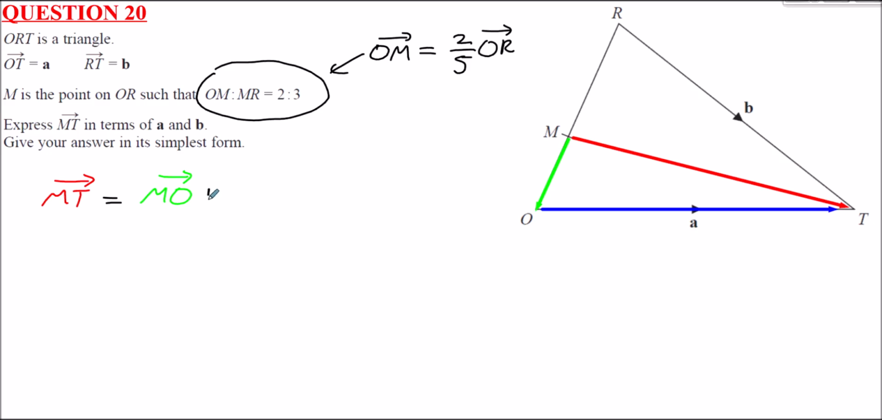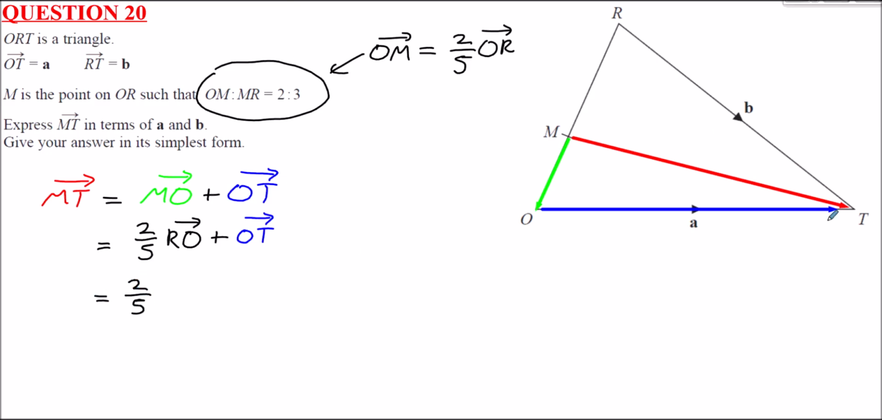So I'm just going to leave them in letter form for now, so then I can go from O to T. But, of course, M to O, I don't know any vector for M to O. All I know about M to O is it's 2/5 of the length from O to R. So I can say from O to R or from R to O. But because I'm going from M to O, I'm going to say it's 2/5 of a vector from R to O, plus, of course, OT. So that's going to be 2/5.